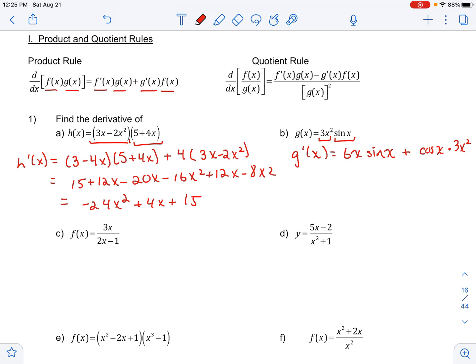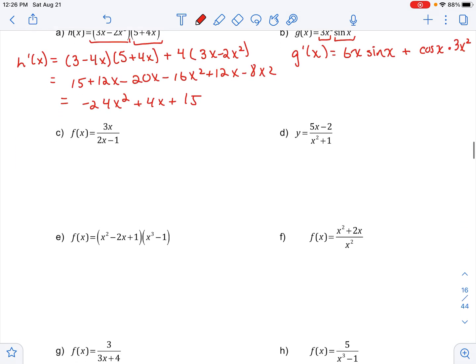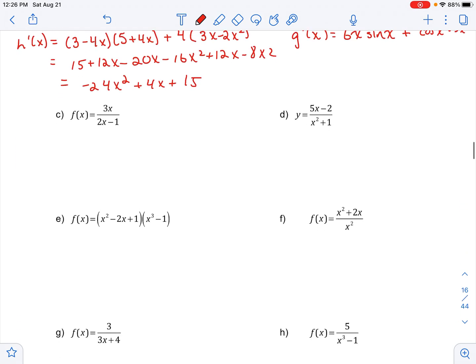Now we also have what's called a quotient rule if you're dividing two functions. So the quotient rule says you take the derivative of the top times the bottom minus the derivative of the bottom times the top all over the denominator squared. Notice if you look at the top, it looks exactly like the product rule, except instead of a plus, it's a minus. So let's try a couple of these problems.